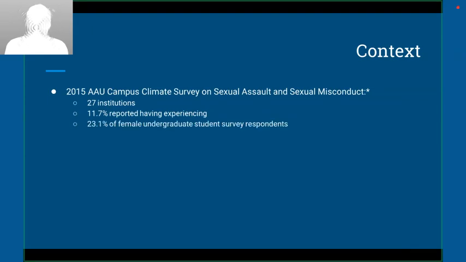Another statistic from that was that 23.1% of female undergraduate students who responded to the survey reported having experienced non-consensual sexual contact, and 5.4% of male undergraduate student survey respondents reported that experience. So these are the numbers from the AAU Campus Climate Survey of what people reported across these 27 institutions. Certainly, this is the people who responded to the survey. It's not every single student across the country, and it's time sliced. It's a particular time frame, but it is an interesting snapshot.